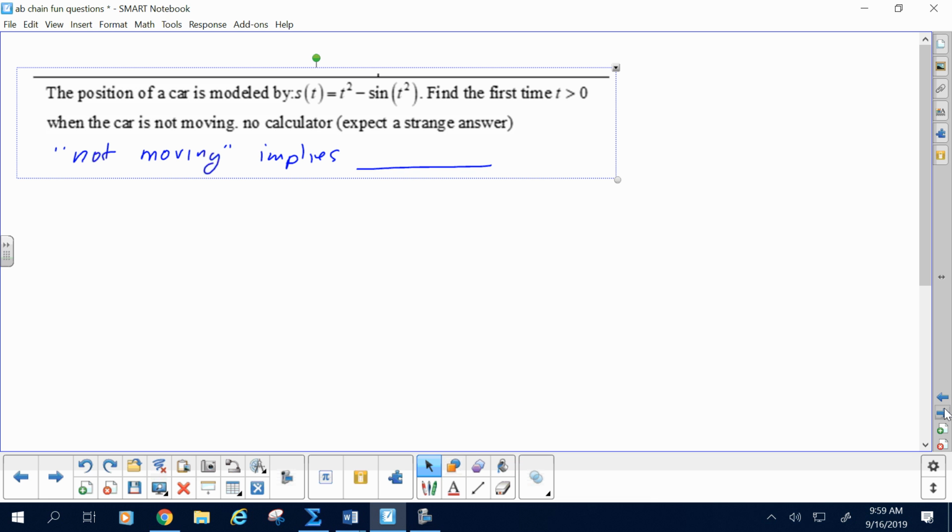Making sure you're on the right track. What's implied by not moving? S equals 0, doesn't that mean its position is 0? Velocity is 0. If it's not moving, then the velocity is 0. If the velocity is 0, that means, calculus-wise, S prime is 0. So you should be finding where the derivative of position is 0, because that means its velocity is 0.